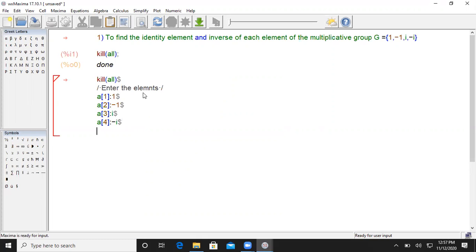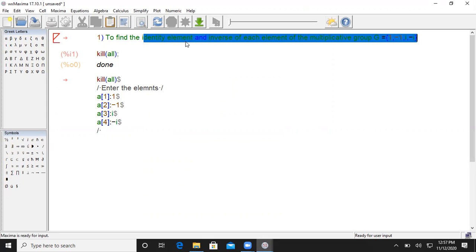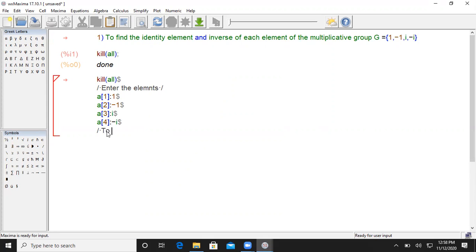So next, enter. Here, what are we finding? In the question, they have given to find the identity element. Next we shall write here, to find the identity element, star hash. So to find the identity element, we write the statement for I colon 1 while I is less than or equal to 4.